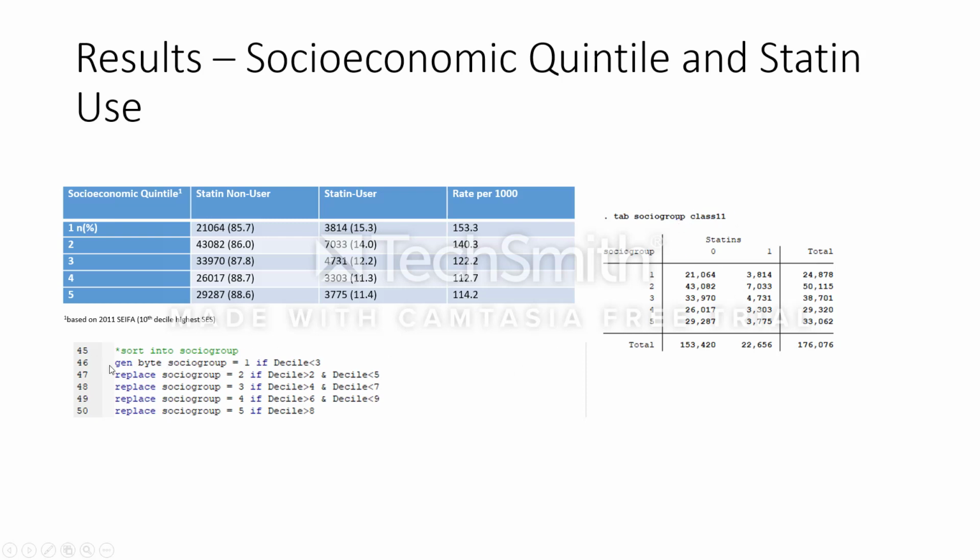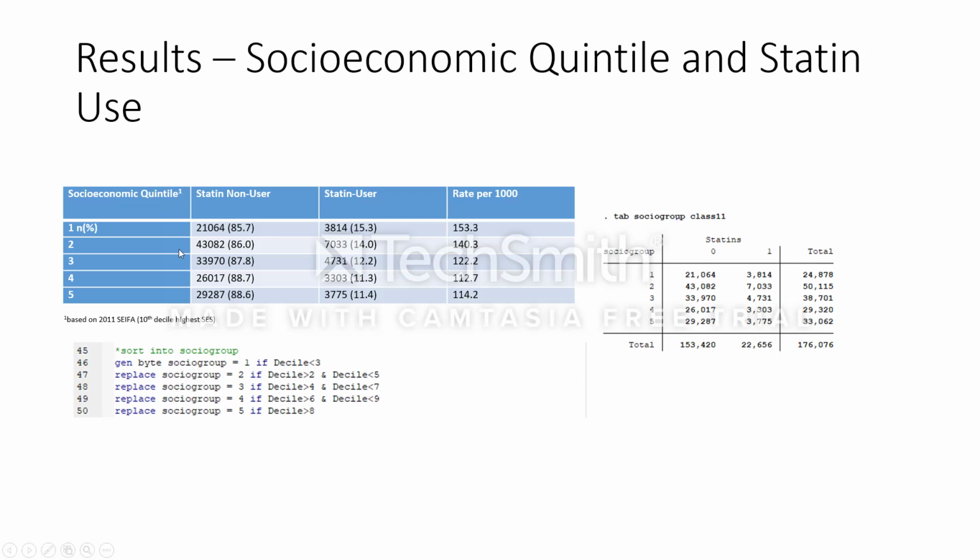I also sorted the patients into socioeconomic quintiles, 1, 2, 3, 4, 5, 1 being the lowest, 5 being the highest, according to this coding. So the socio group equals 1 if decile is lower than 3, socio group equals 5 if decile is higher than 8, and you can see all the in-betweens. Okay, so you can see clearly that there is a trend.